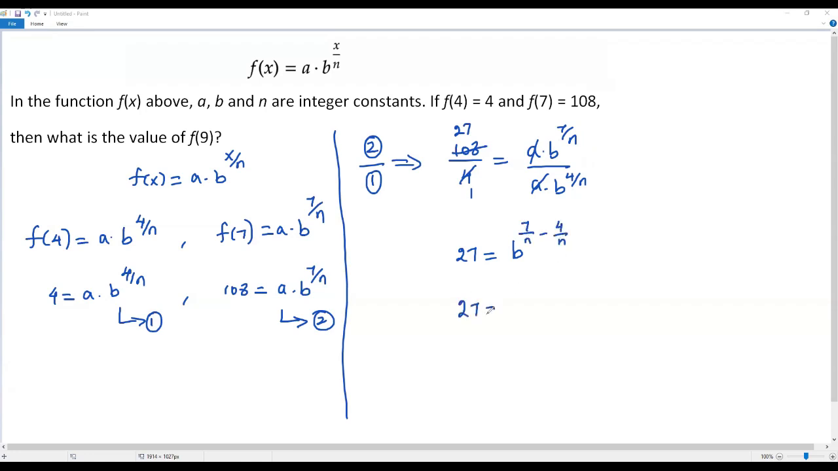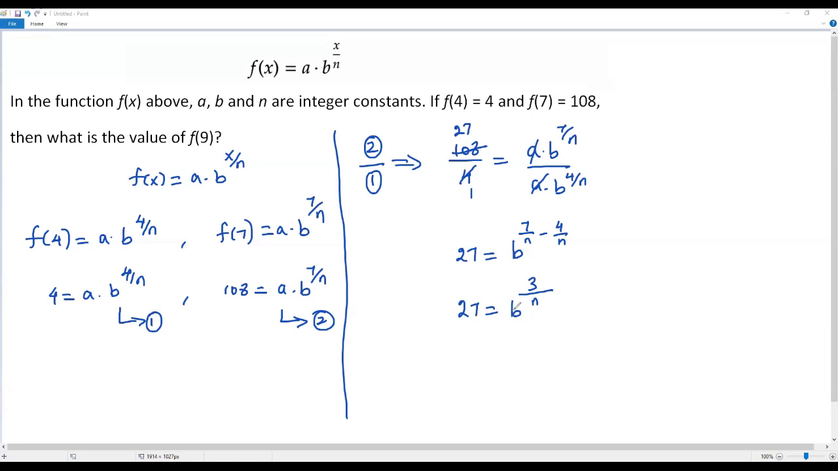Then we get 27 equals b to the power of, here we subtract two fractions with the same denominator. Whenever we add or subtract two fractions with the same denominator, we have to take the denominator in common, whatever denominator we have for the two fractions. And now we have to simplify the numerators, that is 7 minus 4, that is 3. Okay, now I got that 27 equals b to the power of 3 over n.